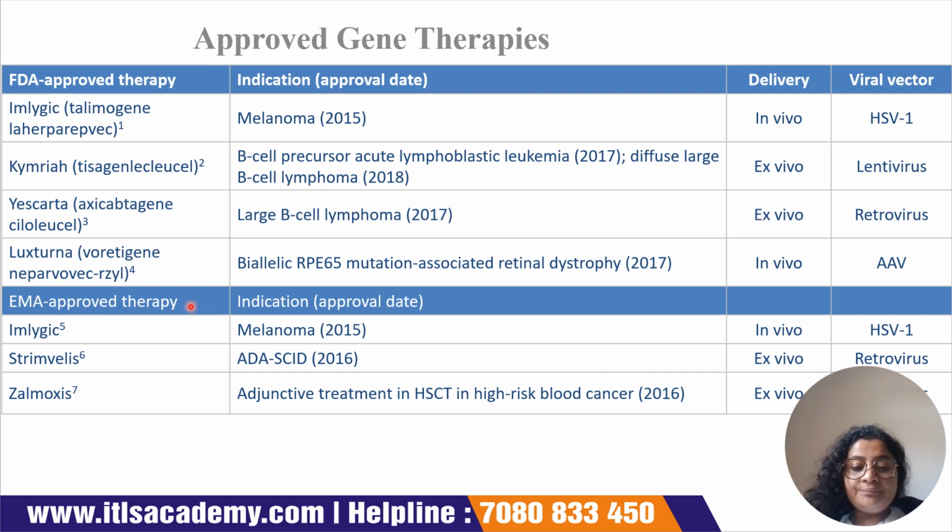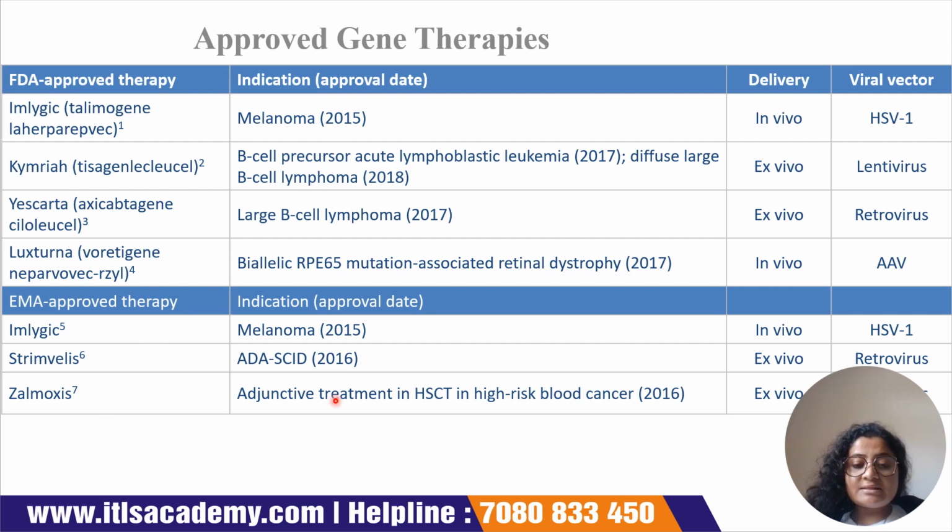Then we have Luxturna, used for mutation-associated retinal dystrophy, again approved in the year 2017. In vivo was the route of delivery, and the viral vector was AAV, that is adeno-associated virus. Then the EMA approved therapies. Under the EMA approved therapies, number one is Imlygic, which is used for melanoma, approved in the year 2015. Delivery will be in vivo route. The viral vector will be HSV1, that is herpes simplex virus 1.